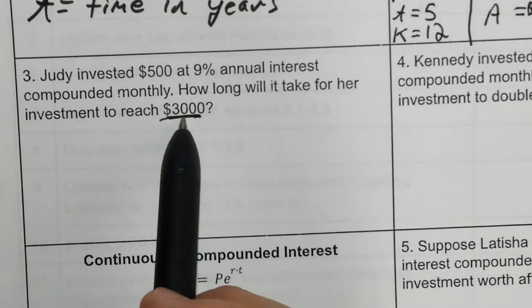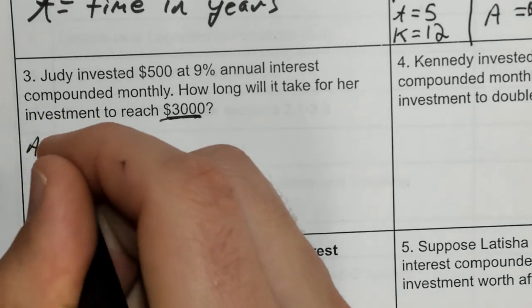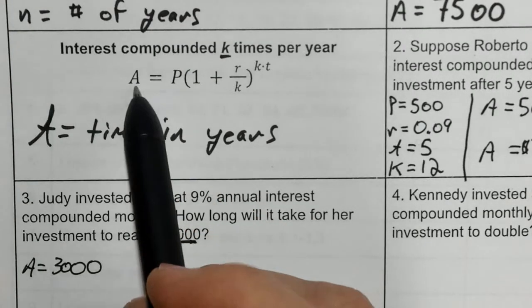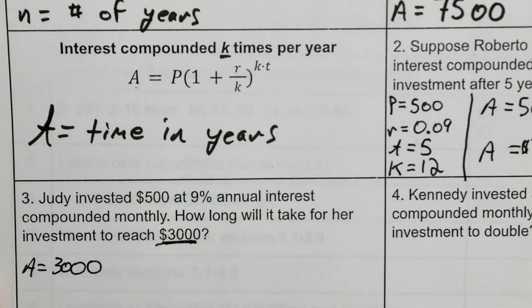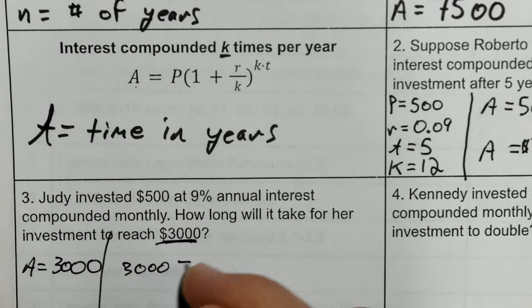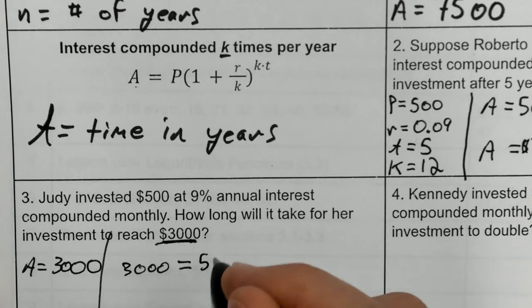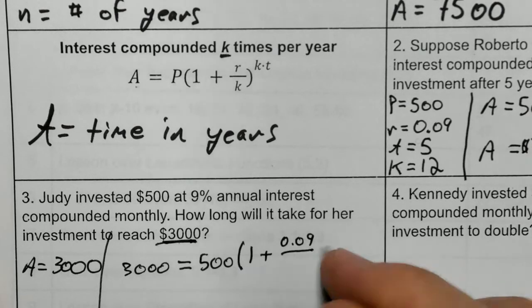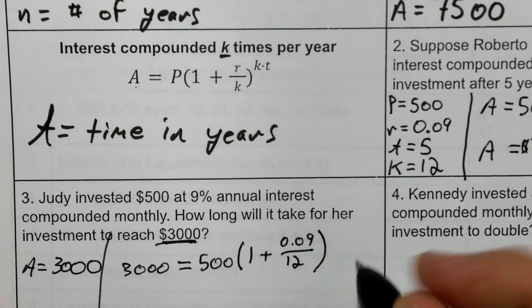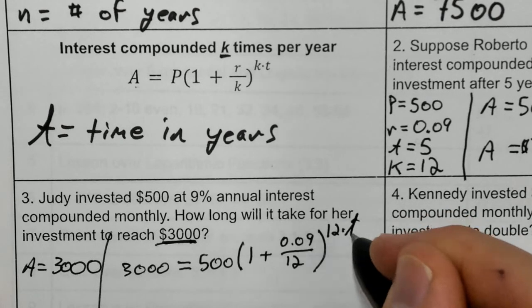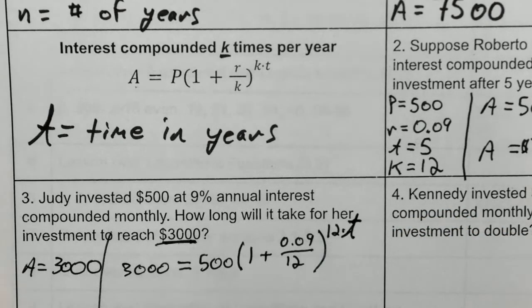So that $3,000 there, that's A, the final amount. In your formula, A is the final amount of your investment. And so you want to know, okay, when is 3,000 equal to 500 times 1 plus 0.09 over 12 raised to the 12 times 5. I'm sorry, 12 times t. Thank you. Yes. We're trying to find time.